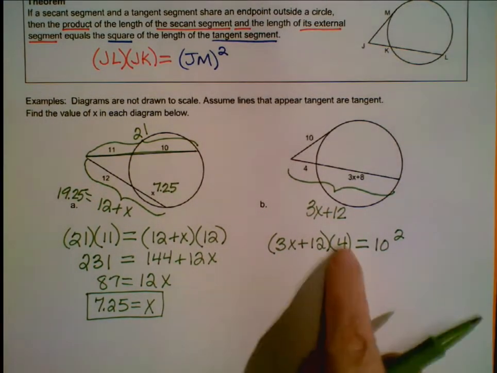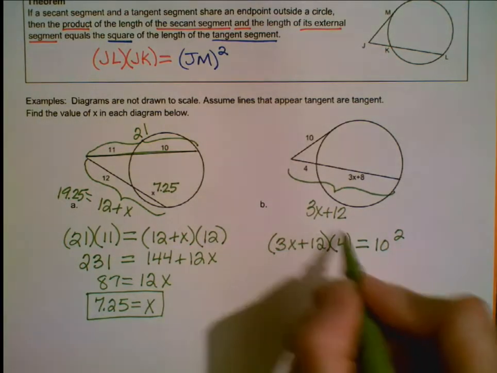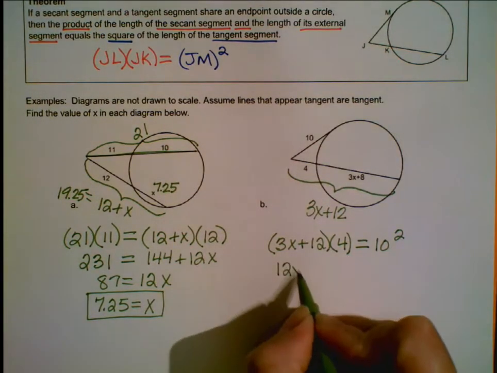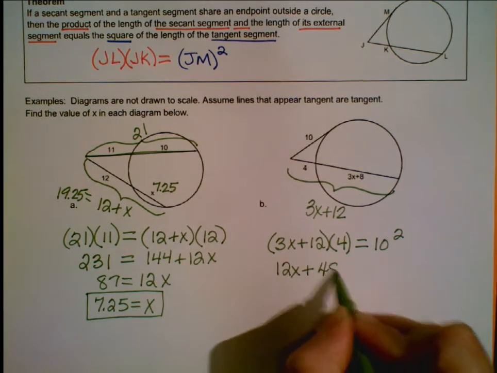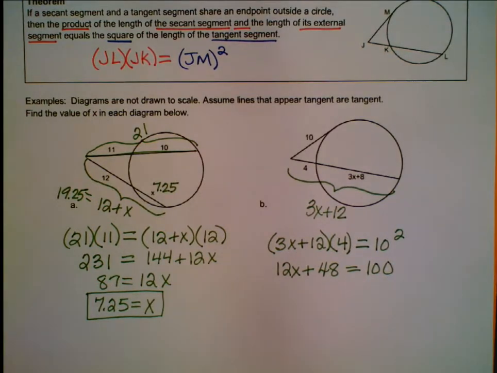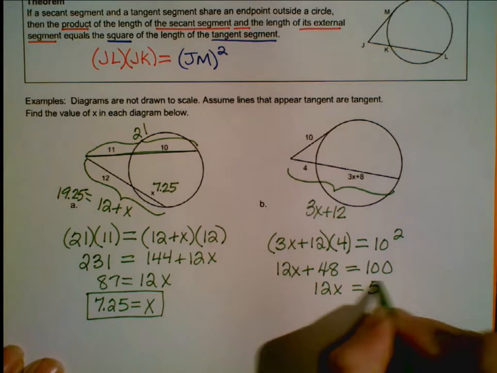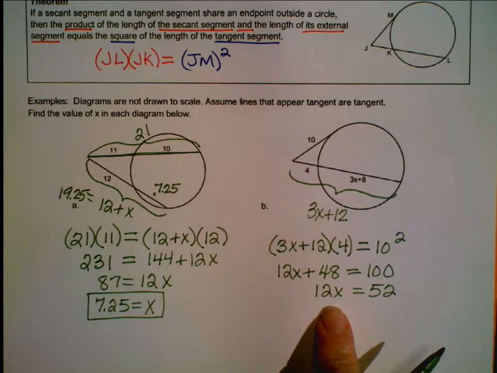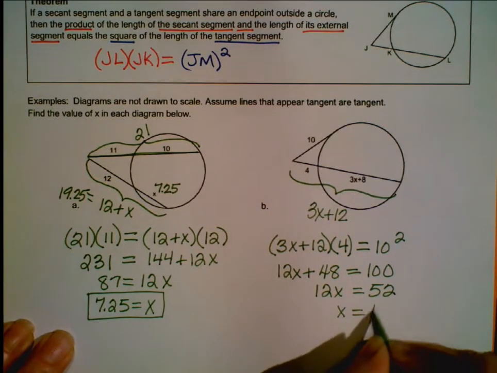All right, there again, we need to distribute properly on the left side. So 3x times 4 gives us 12x, plus 12 times 4, which is 48. Equals 10 squared, or 100. So we're going to take 100 and subtract 48 from it to get 12x equals 52. Divide both sides by 12, and x becomes 4.3 repeating.